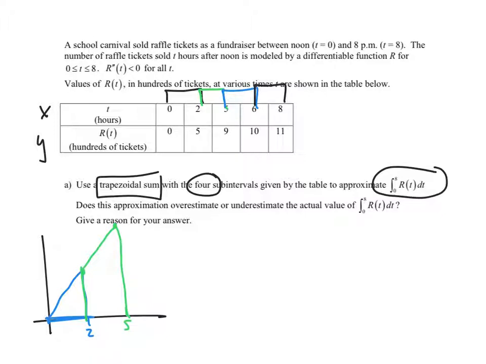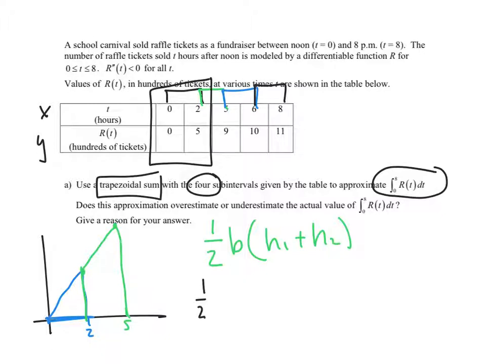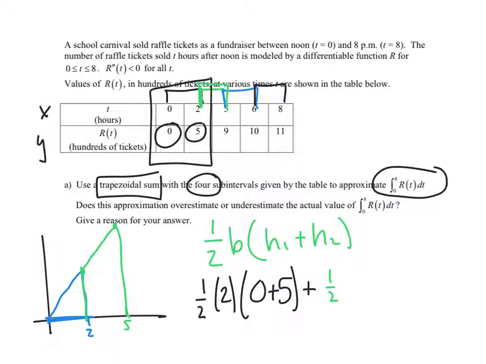Okay, so the first thing I'm going to do is write all this out. I always start with my formula: 1/2 base times height 1 plus height 2, and I just jot it down once so I have it to stare at. So my first trapezoid is going to be 1/2. The base is 2, and my height 1 is the height on the left, which is 0, plus the height on the right, which is 5. Okay, and then I'm going to add to that the next trapezoid. So I'm going to start with my formula again. 1/2. The base goes from 2 to 5, so that's a base of 3. Height on the left is 5, plus the height on the right is 9.